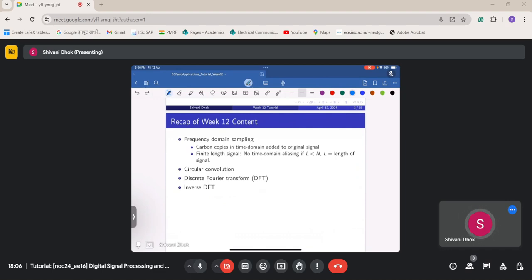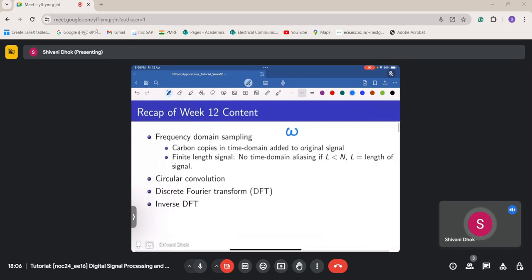So we had this omega, which is angular frequency, and we discretized it into n discrete points. And this discretization led to generation of carbon copies of the original signal. And the resultant signal is just the addition of all those carbon copies along with the original signal.